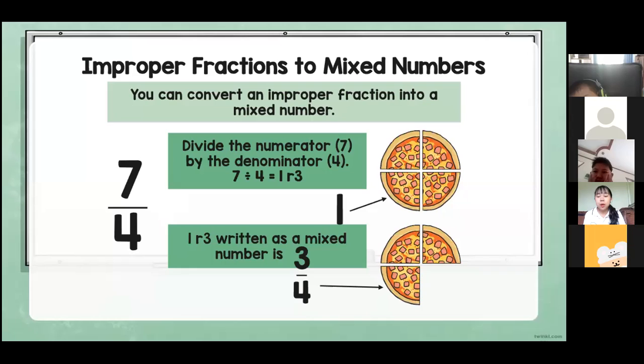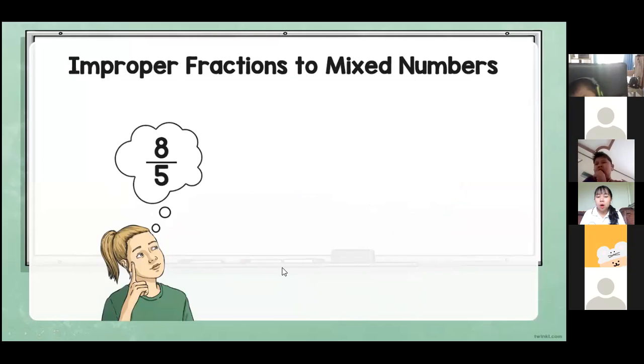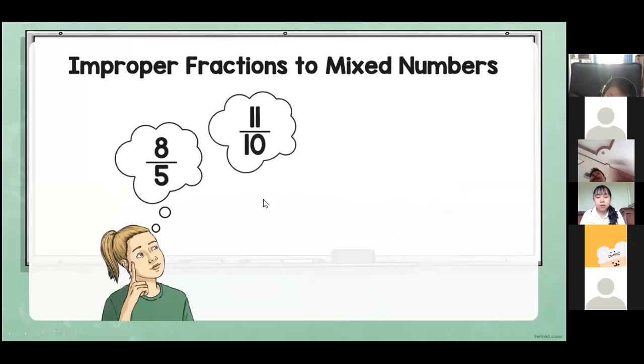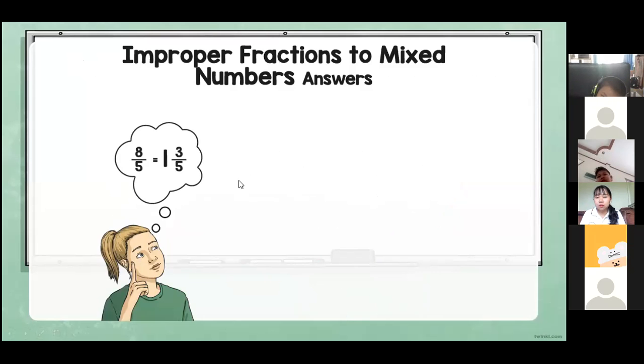Improper fractions into mixed number. Firstly, we divide the numerator, number 7, by the denominator, number 4. And then we have the extra number, which is number 3. So now we write it into 1 and 3 fifths. Now let's make this one into mixed number. Firstly, we have number 8 fifths, and make it into mixed number by using 1 and 3 fifths.